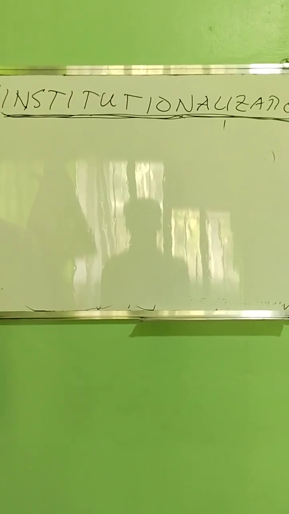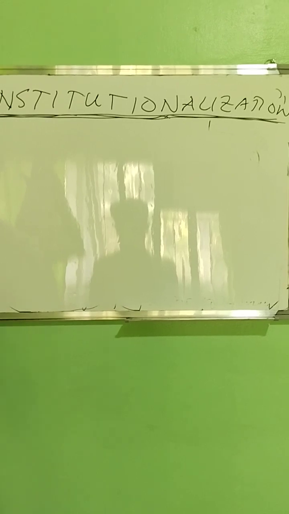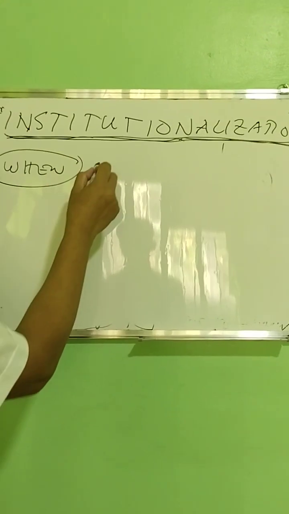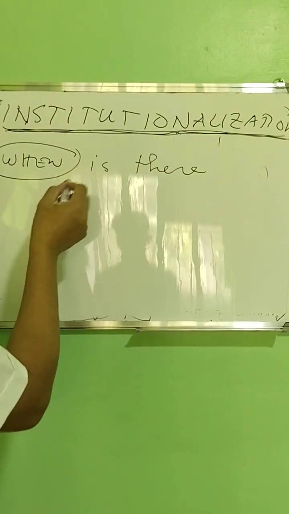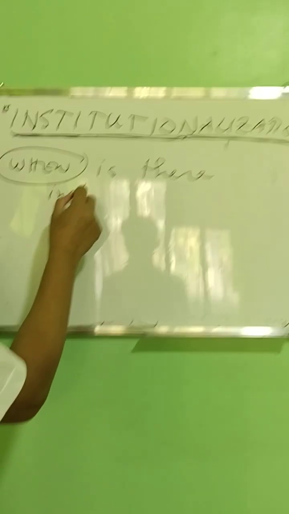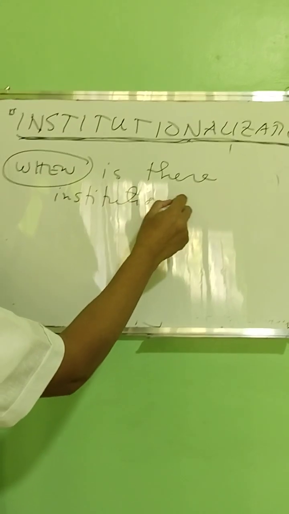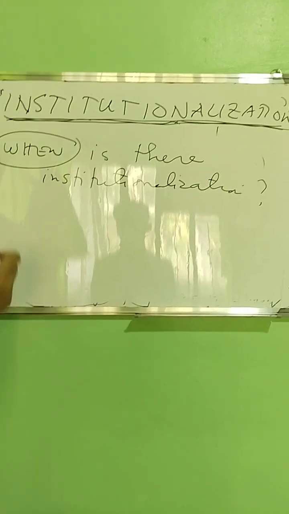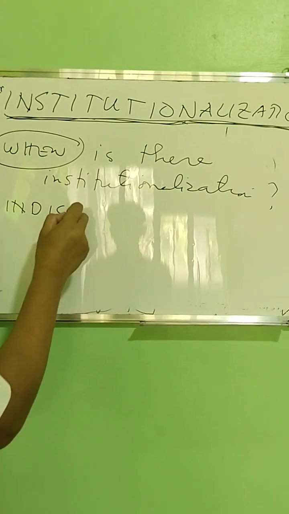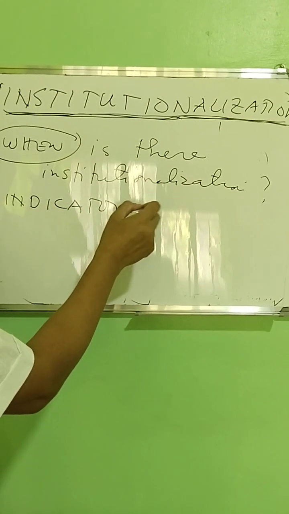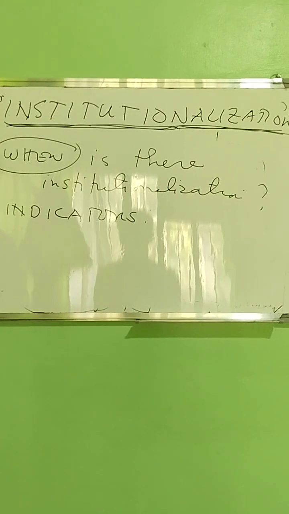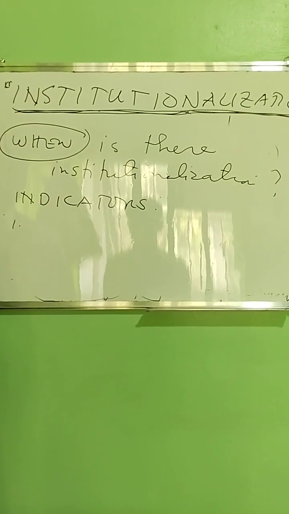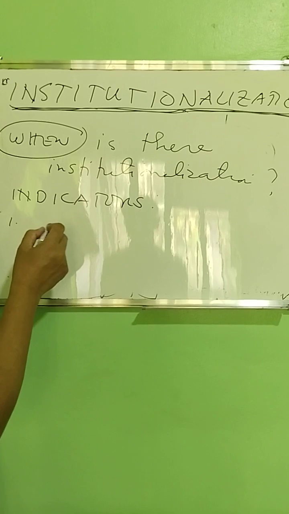Now, the question here is, when do we say that there is already institutionalization of values and norms? Well, these are the indicators. Now I will tell you if the norms or values are already present or have been institutionalized or established. The first is a great number of people in that organization or society have come to accept it.